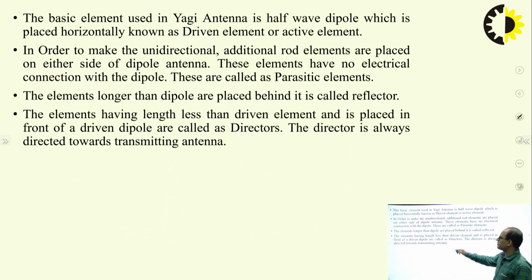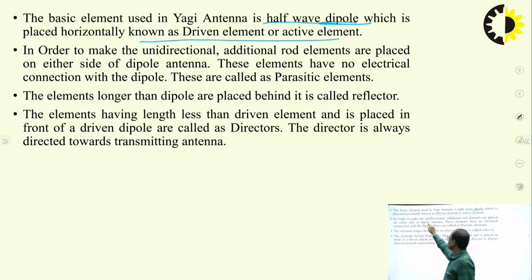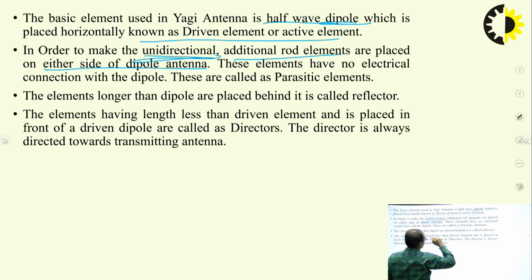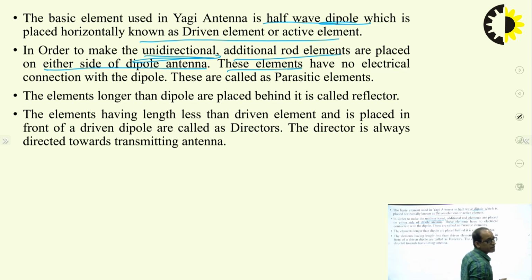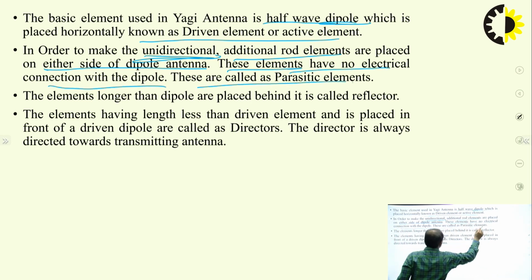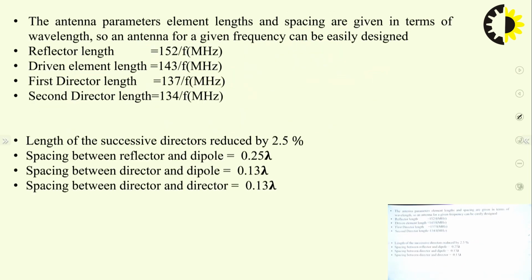Generally, the basic element of the YAGI UDA is the half wave dipole, which is placed horizontally, known as the driven element. In order to make the unidirectional antenna, additional rod elements are placed on either side of the antenna. I have already told you these reflectors and directors are placed to make the antenna radiation pattern unidirectional. These elements, placed in front of or behind the driven element, have no electrical connection with the dipole and are known as parasitic elements.